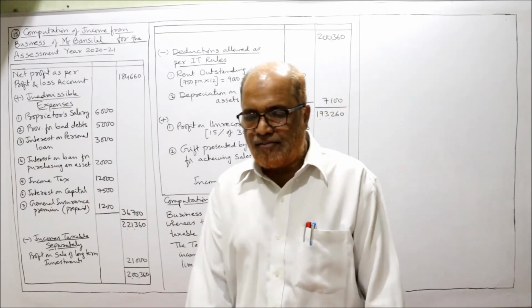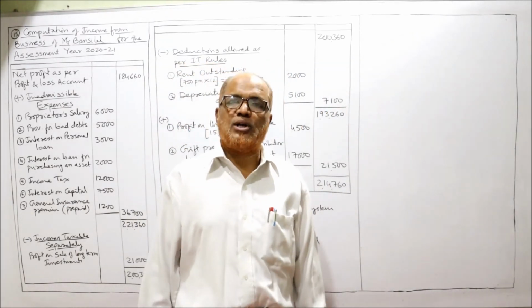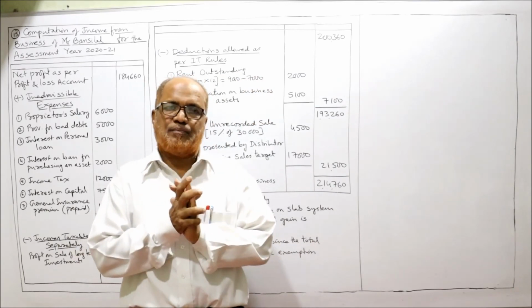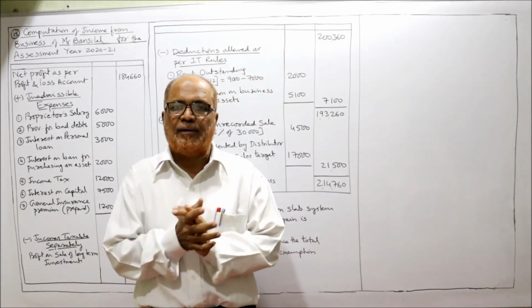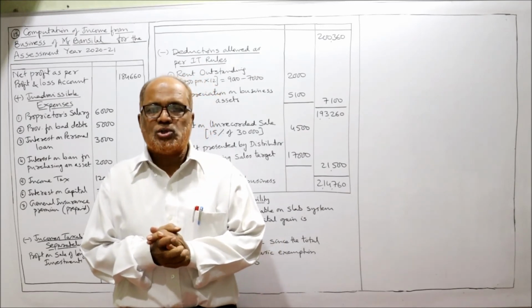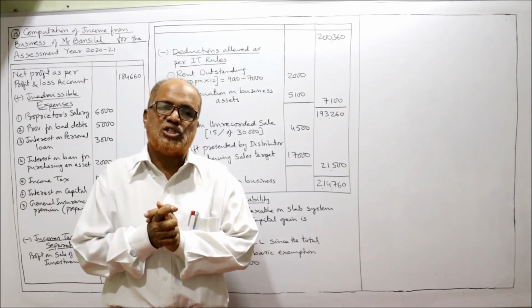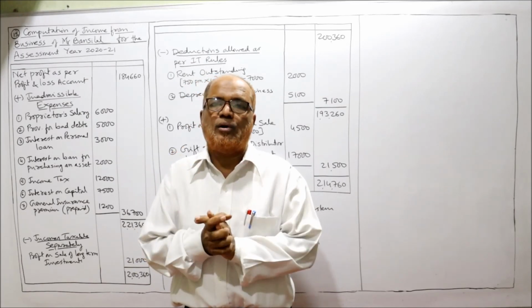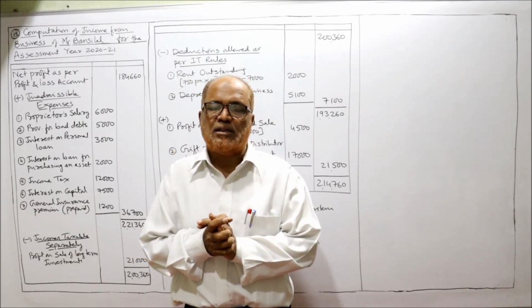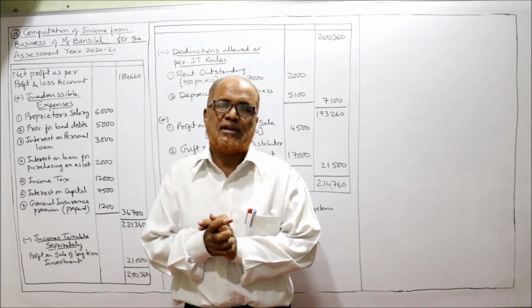So we have completed 15 problems on computation of income from business and profession. So this much knowledge will be enough for writing confidently in your examination. So I'm stopping our discussion on this profit and gains of business and profession. In the next video, inshallah, I will start the next topic, capital gain.